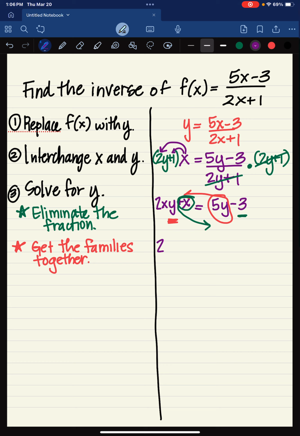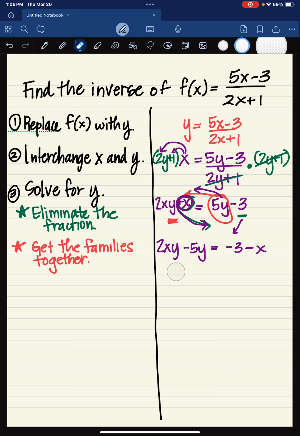So I'm going to bring down this 2xy. And then remember, I'm going to shoot this 5y over, so that's going to be a minus 5y because it changes signs. This negative 3 is just going to come down. And remember, this x right here is going to come over, so that's going to be a negative x. And now my y's are on the same side right there. You could have moved them the other way too. If you moved the y's to the right, that's fine too.